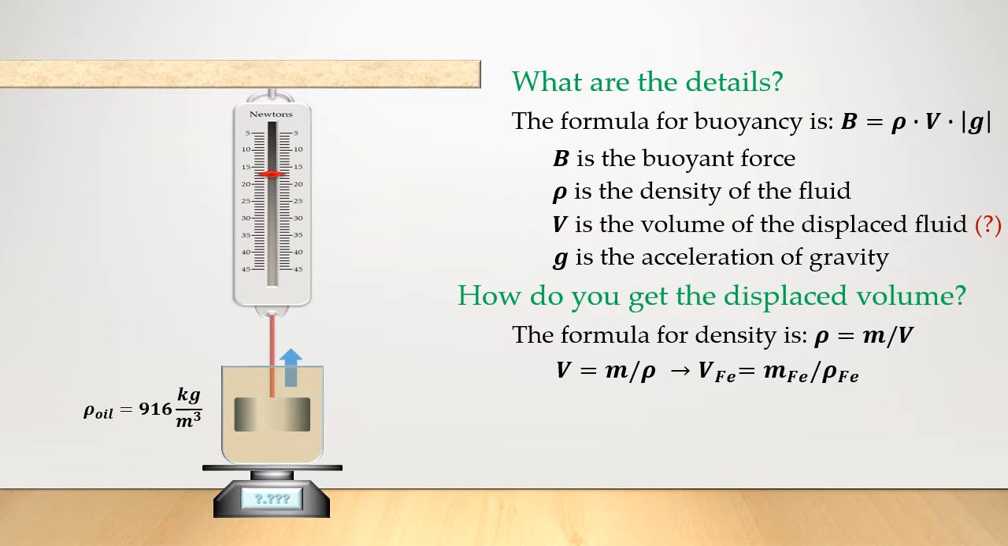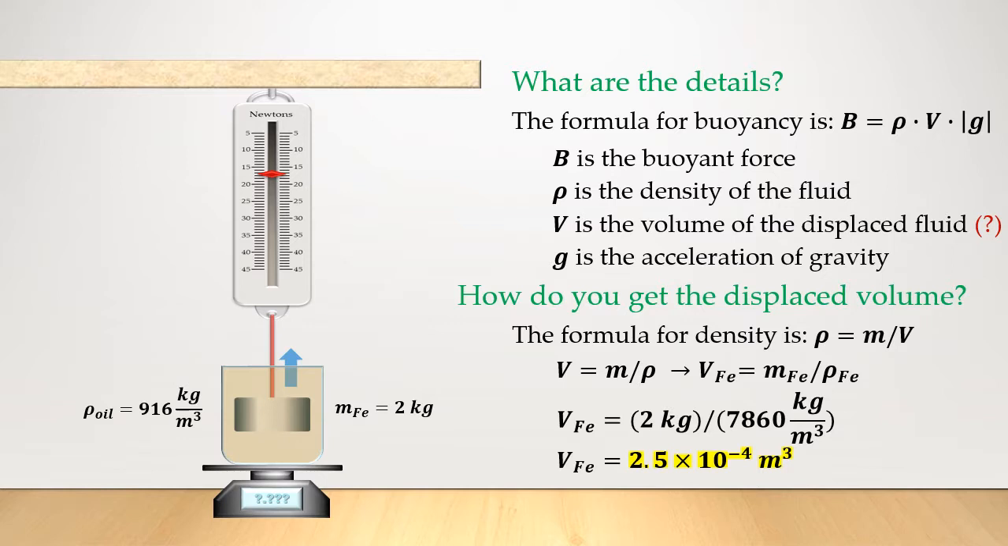So for this iron mass, we can say that the volume of the iron is equal to its mass divided by its density. Now remember that from the problem we saw that the mass of the iron was 2 kilograms. And then if we look up in a table or go online and get the value, we find that the density of iron is 7,860 kilograms per cubic meter. If we do that division, we find that the volume of that iron is going to be 2.5 times 10 to the negative fourth cubic meters.